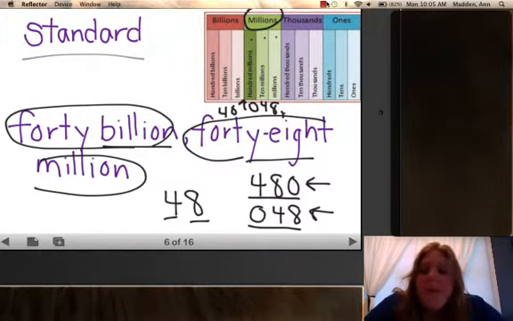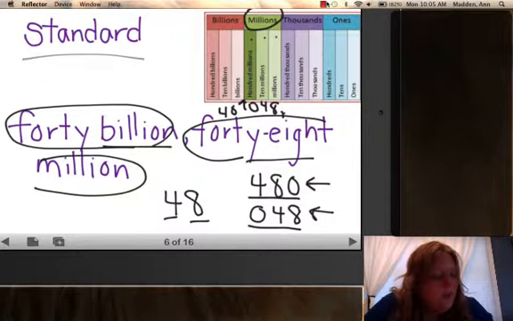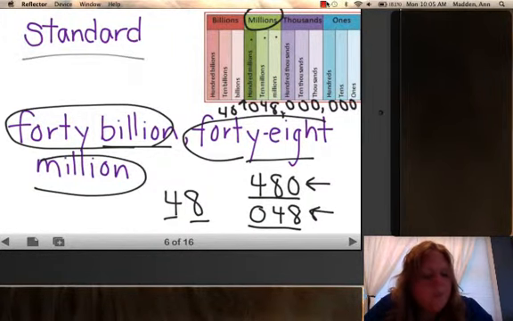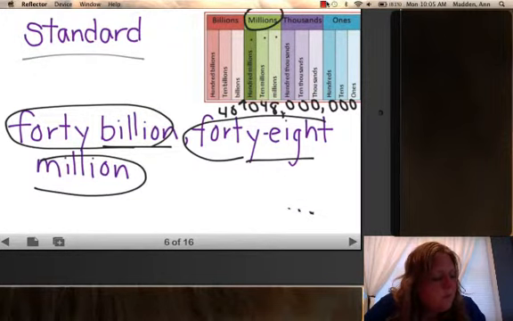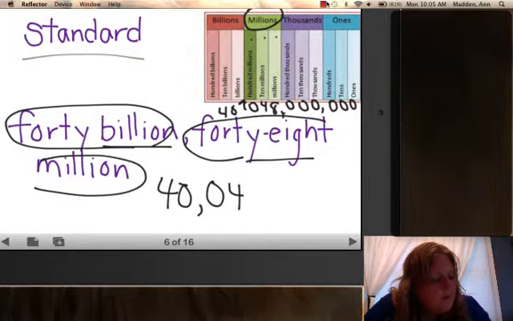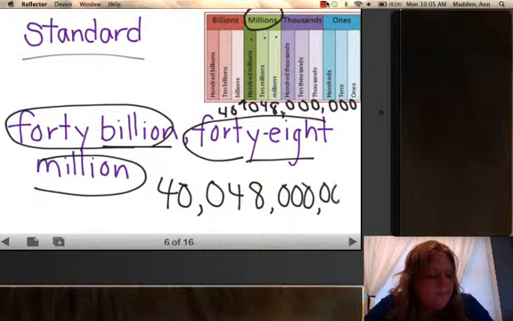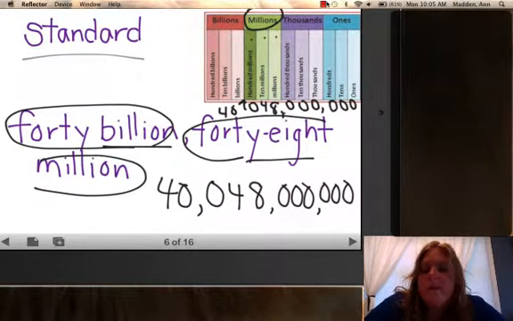So I would write 0, 4, 8, comma. How many thousands did I hear? I didn't hear any, but I do need to hold the place value with a 0. How many ones did I hear? I didn't hear any, but I need to put in that place value holder of 0. So in standard form, let me erase just a bit here. In standard form, my number would be 40 billion, 48 million, no thousands, excuse me, and no ones.